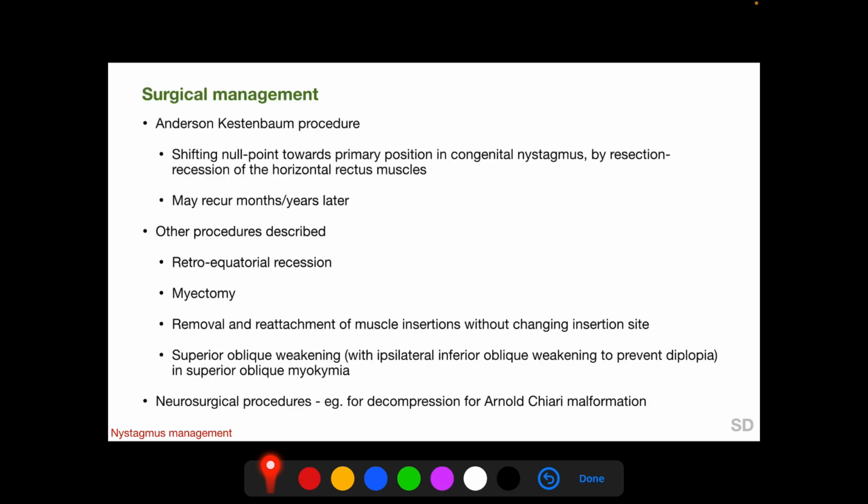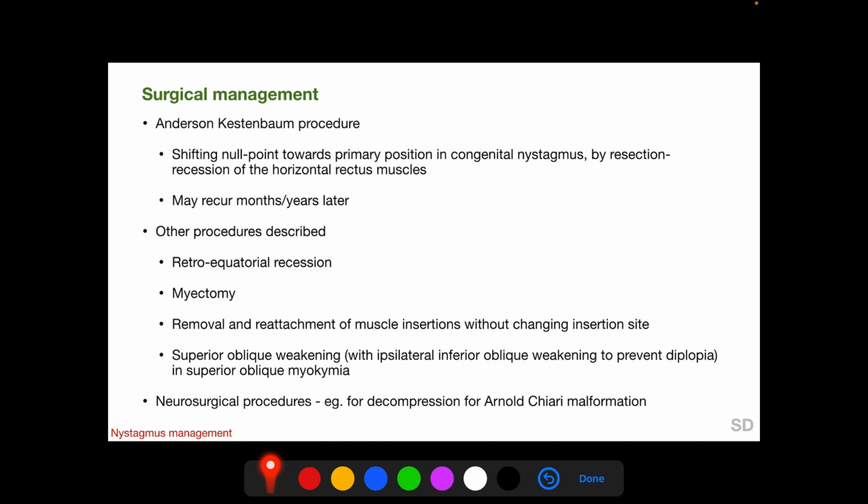Surgical management of spontaneous eye movement includes the well-known Anderson-Kestenbaum procedure, which is typically performed in congenital nystagmus, and it also shifts the null point towards the primary position, and it involves resection and recession of the horizontal rectus muscles. However, following the Anderson-Kestenbaum procedure, nystagmus may recur months or years later.